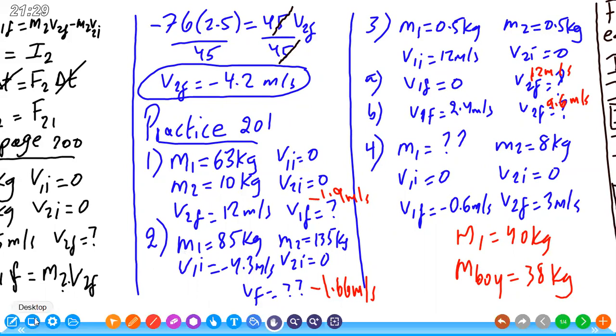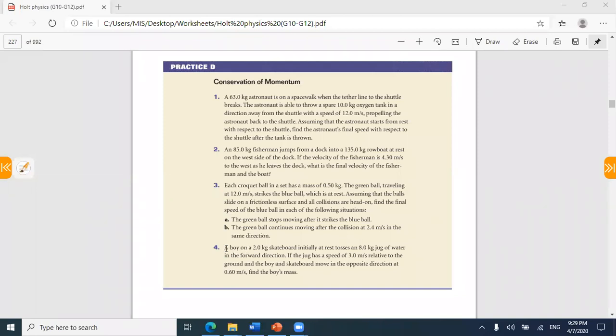And finally, let's come to question 4. Question 4, a boy on a 2 kilogram skateboard, initially at rest, tosses an 8 kilogram jug of water. Now, the boy is holding the jug. So everything initially, okay, sorry, he tosses the 8 kilogram jug of water in the forward direction. Okay, so everything initially is 0. He is at rest and he is holding the jug, and so everything is 0.